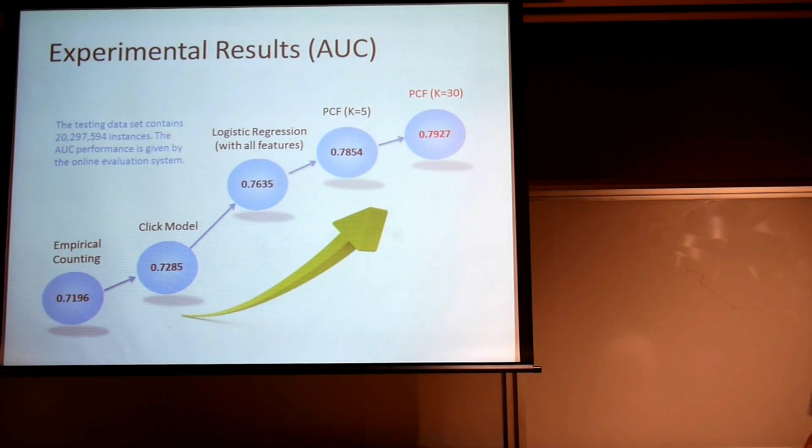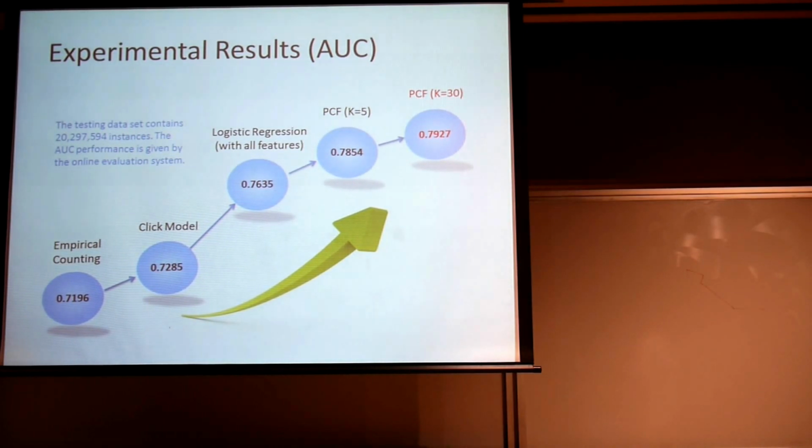We evaluate the performance of the models in the online evaluation system of KDD Cup, which is based on about 20 million testing instances whose click labels we cannot access directly. We can only submit our predictions and see the report of AUC, the area under the curve, the standard metric for evaluating such problems. The experimental result is as expected.